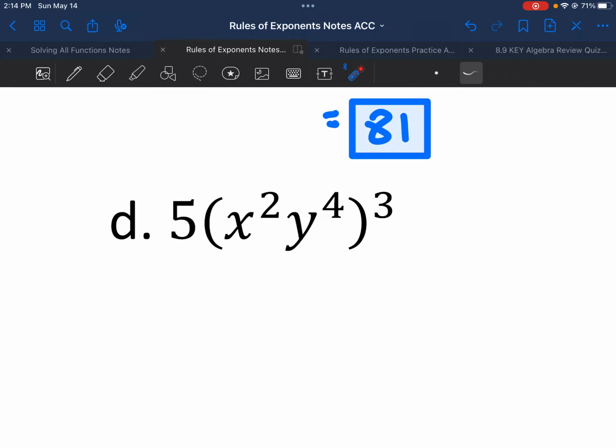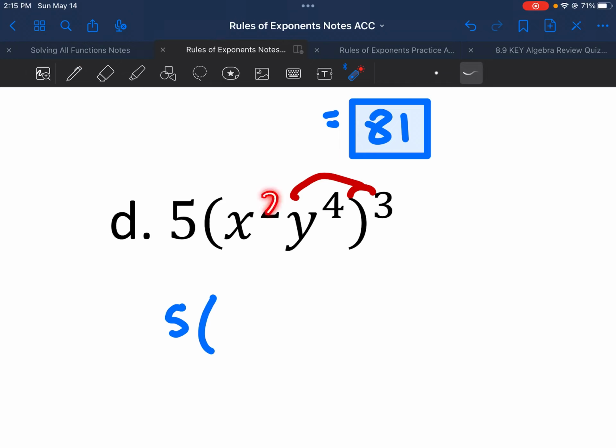It's just 5 times this. It's literally, if the 3 wasn't here, it'd literally just be 5x squared y to the fourth. Okay, the 5 doesn't distribute that way. But let's handle the problem as it's written. So we have this power 3 right here. Power rule says that we're going to go ahead and take this 3 and we're going to distribute it to these two right here. So we're going to have 5 parentheses.